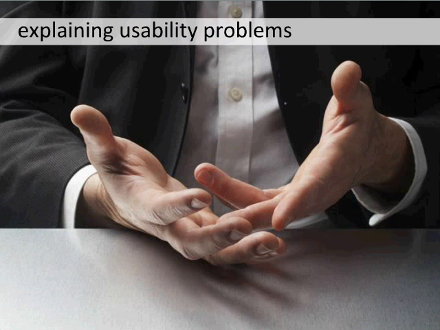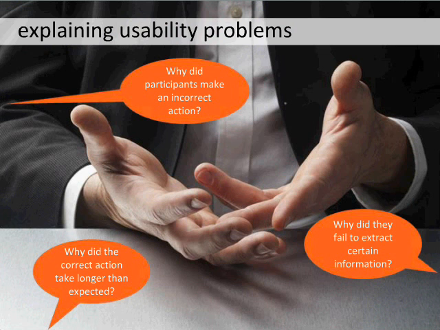Now, more often, eye tracking findings can be used to explain the sources of issues that we already discovered in other ways. So let's look at some examples. Now here are some questions, and by looking at eye tracking data, we can figure out the answers. We can figure out why users clicked on an incorrect link, why something took a lot longer than expected, why users didn't extract the information that they were supposed to extract from the interface.